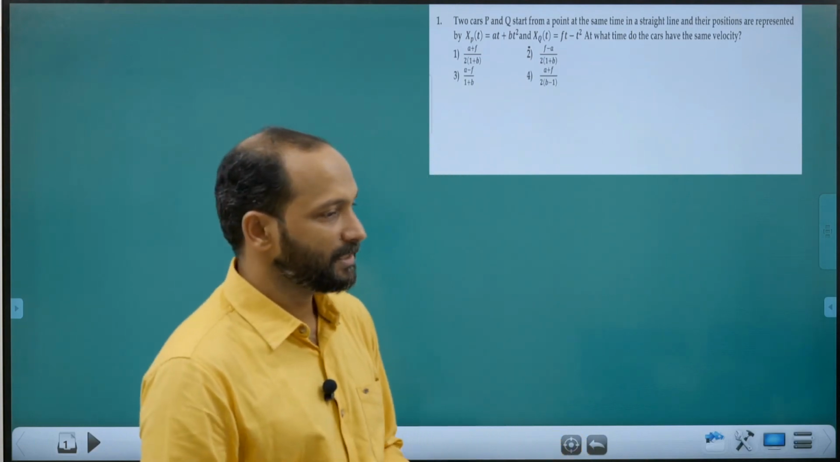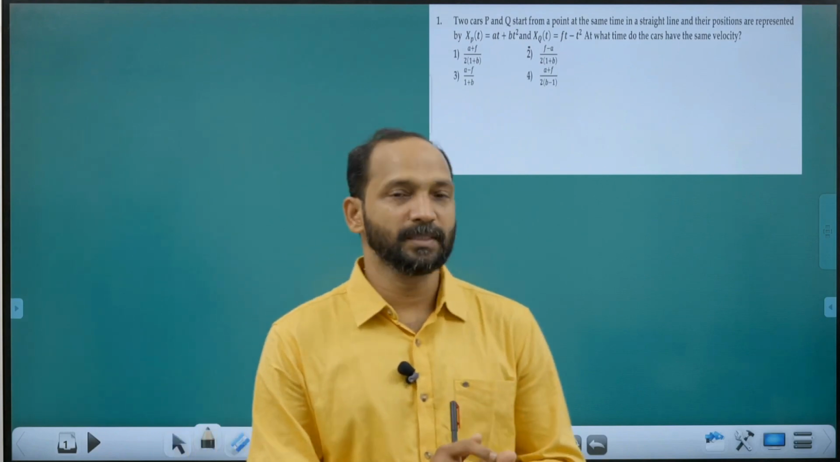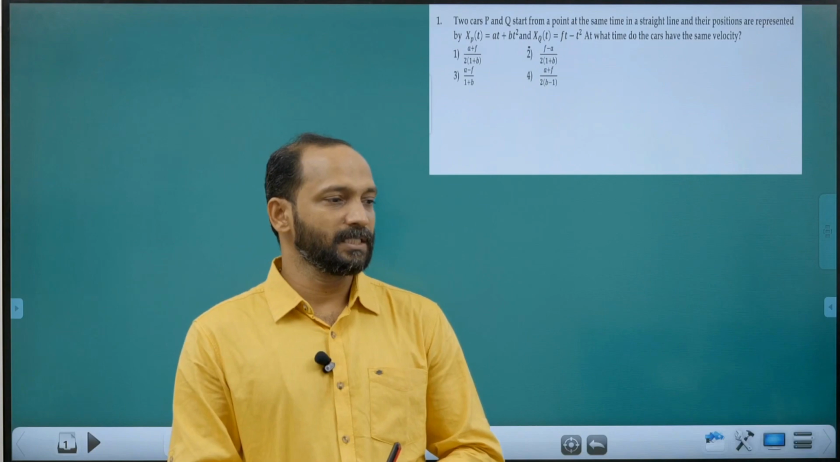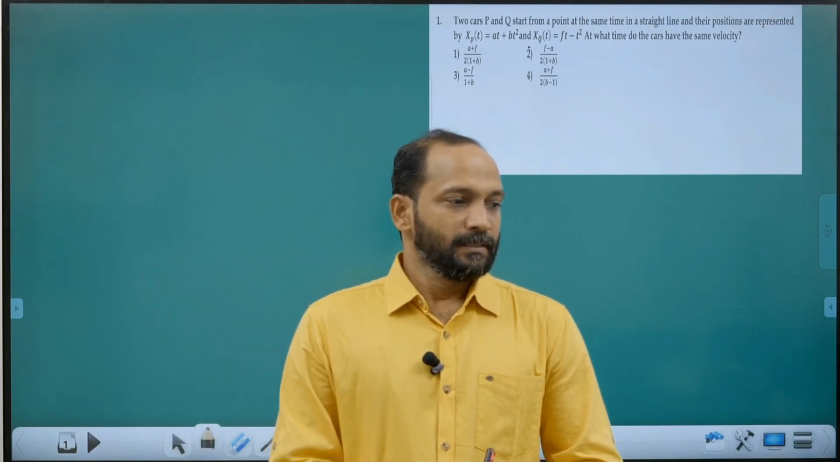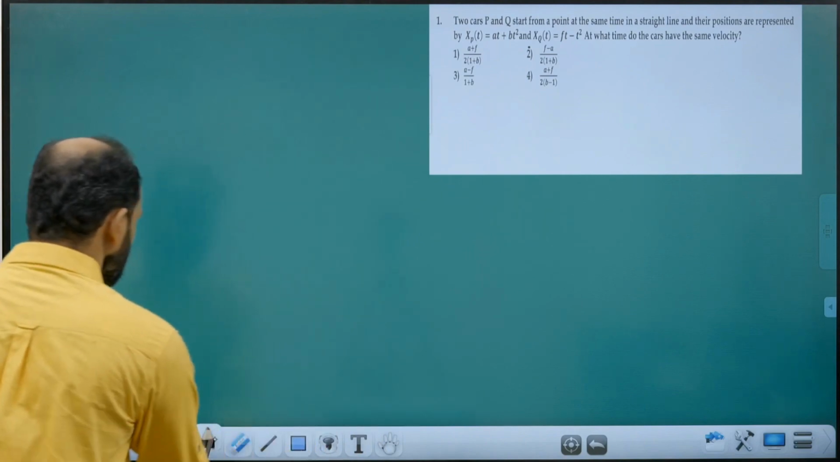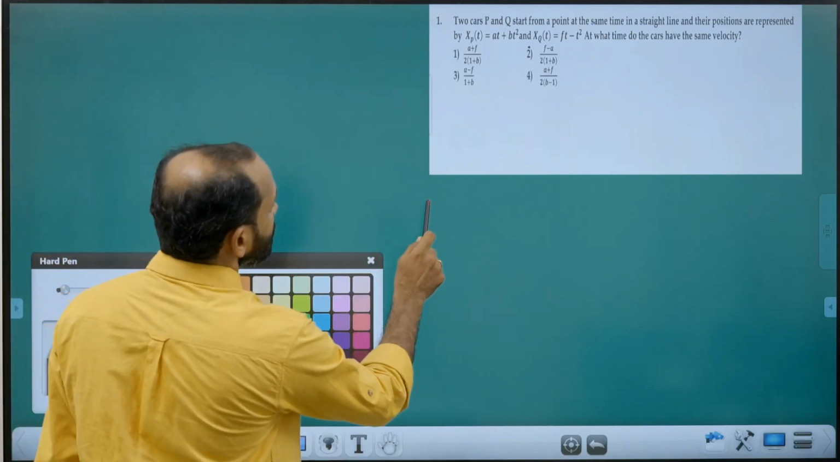The very first one: two cars P and Q start from the same point at the same time in a straight line and their positions are represented by the given expressions. At what time do the cars have the same velocity? So first of all, we have to find out the velocity.